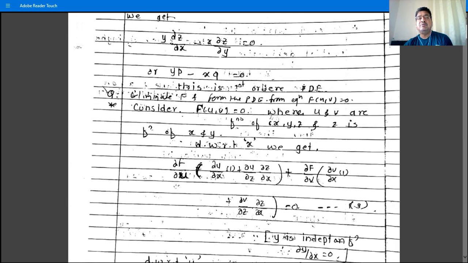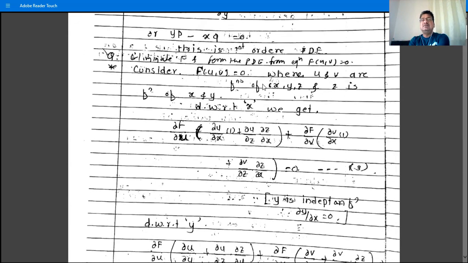So the first topic is formation of differential equation. In the first topic, the solution of the differential equation is given, and we have to form the partial differential equation whose solution is F(u, v) = 0. So consider F(u, v) = 0. We have to eliminate this F from this equation. So consider F(u, v) = 0, where u and v are functions of x, y, z, and z is a function of x and y. That is, x and y are independent variables, and z is the dependent variable, and u and v are functions of x, y, z.